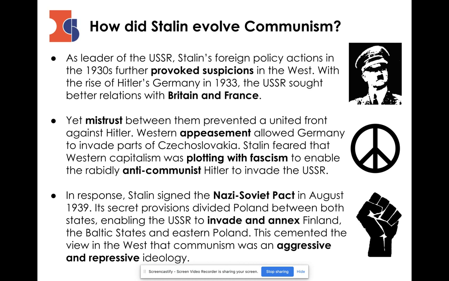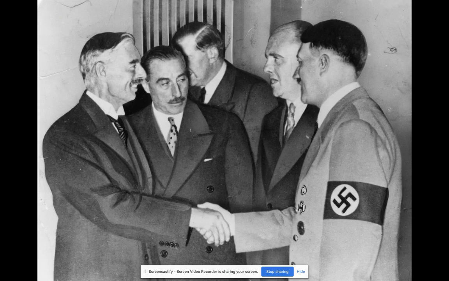And not only that, but the pact allowed Stalin to invade and annex, to take land from Finland and the Baltic states, that's Latvia, Lithuania, Estonia. And this cemented the view in the West that communism was an aggressive ideology. It was repressive at home and abroad, and that it was expansionist. You can see the appeasement policies there. That's Prime Minister Neville Chamberlain of the UK and Adolf Hitler, Chancellor.